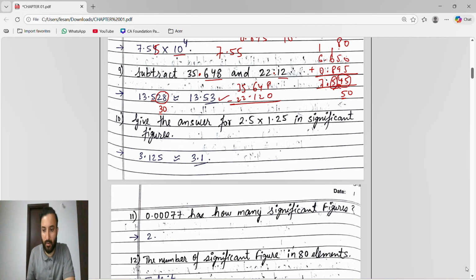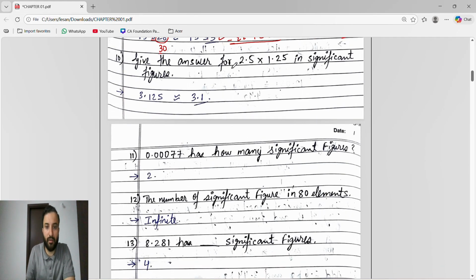So it becomes 13.53. Okay, now next, give the answer for 2.5 into 1.25 in significant figures. If you multiply this, you know how to multiply 1.25 into 2.5. Let's multiply. 5 fives are 25, 5 carry 2, 5 twos are 10, 12, 2 carry 1, 5 ones are 5 plus 1 is 6. Then 5 zeros are 0, carry 1, 2 fives are 10, 1 5, 2 ones are 2. Then it will become 5, 2, 6 plus 5, 11, 1 carry 1, 2 plus 1 is 3, so 3.125.